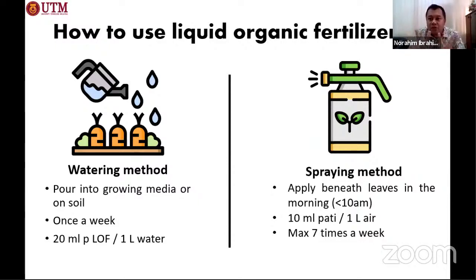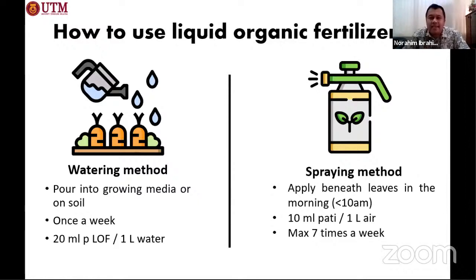So ini cara macam mana kita nak menggunakan the liquid organic fertilizer that we have made. There are two ways of applying them. One is through the watering method, kita just siram pokok. The other one, we use spraying method or foliar application. Kita panggil nama saintifik dia foliar. So if you prefer the watering method, manually, you can do it once a week. Berapa banyak yang letak? About 20 milliliter, sikit je. For every 20 milliliter of your organic fertilizer, you dilute them with 1 liter of water. Tak kisahlah nak pakai tap water ke apa.